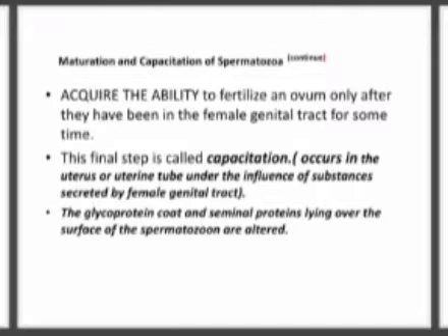ये बात याद रखिएगा कि capacitation of the sperm occurs in the uterus or uterine tube under the influence of substances secreted by female genital tract. The glycoprotein coat and seminal proteins lying over the surface of the spermatozoon are altered in the capacitation.